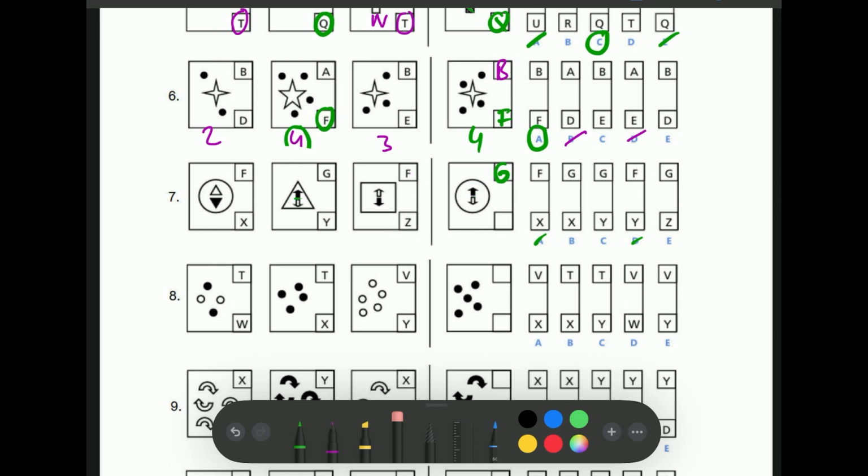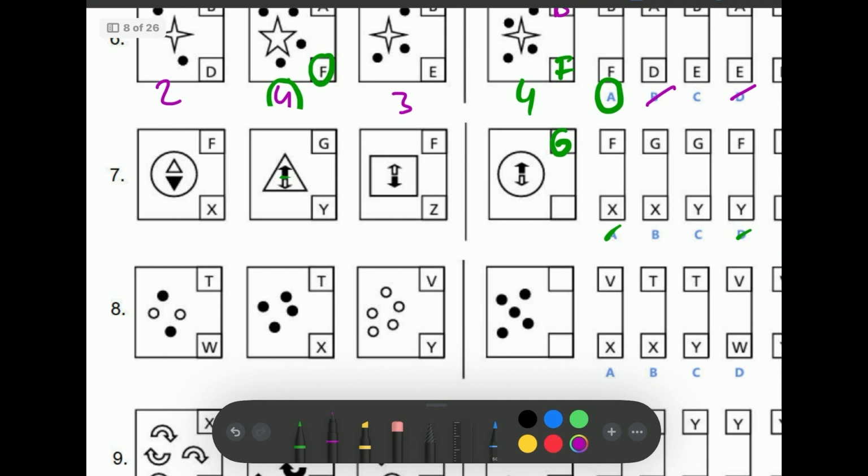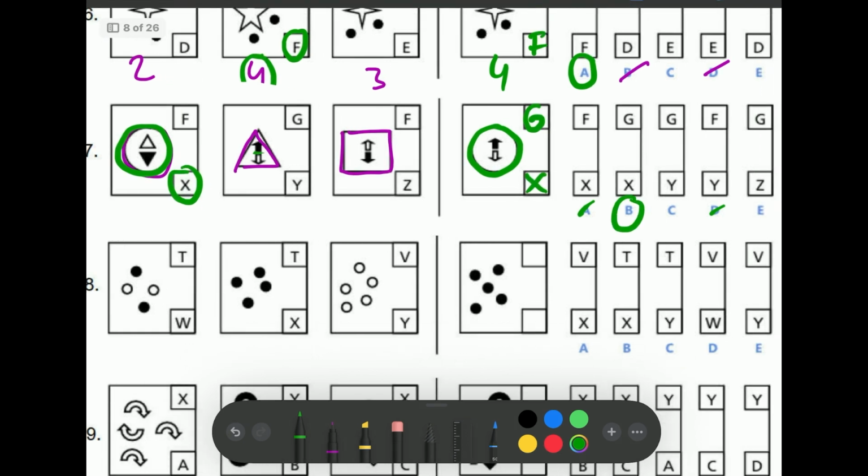Next thing, 3 different second letters again. And the thing they all have different is the main big shape. So we've got a circle, triangle and a square. In the test shape, we've got a circle, same as the first box, and the second letter here is an X, so it's going to be an X here. GX, so the answer is B.